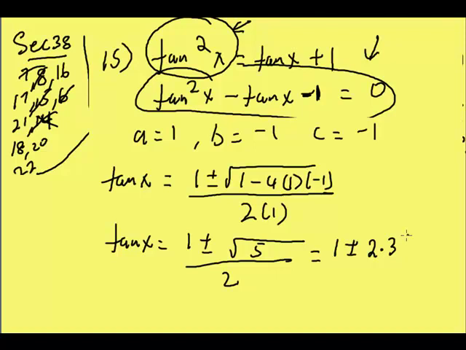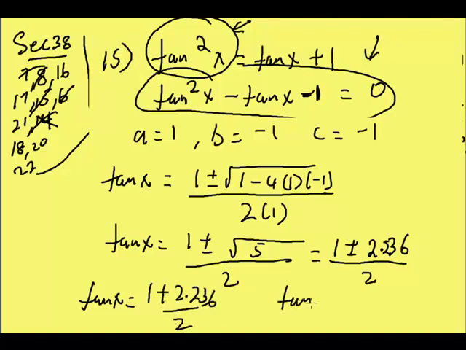2, 3, 6. I need one more. There's no 0? 2.236. Alright, tan of x is equal to 1 plus 2.236 over 2. Tan of x is equal to 1 minus 2.236 over 2. Calculate this for me. 1.618, and then the minus 1.